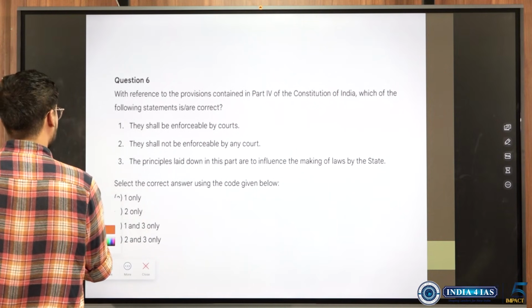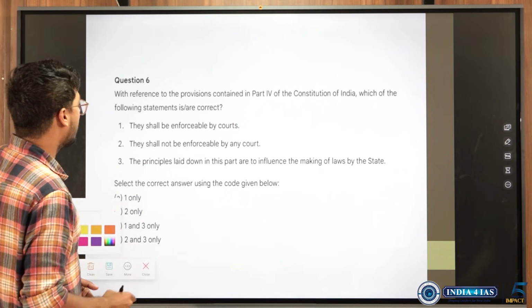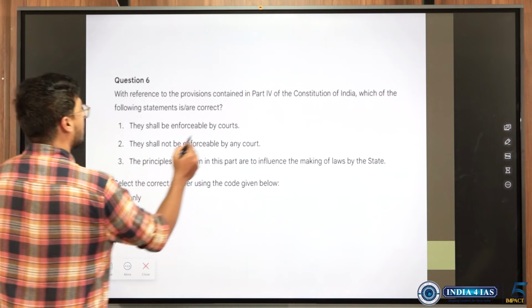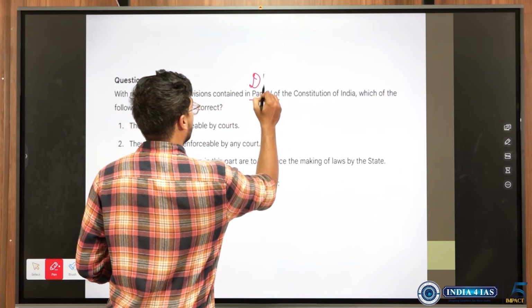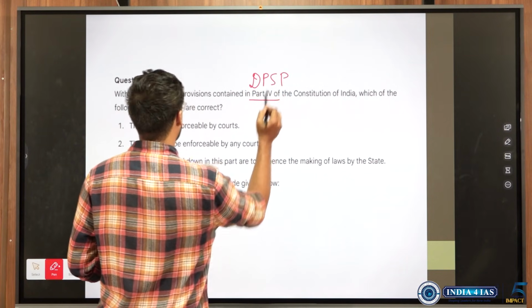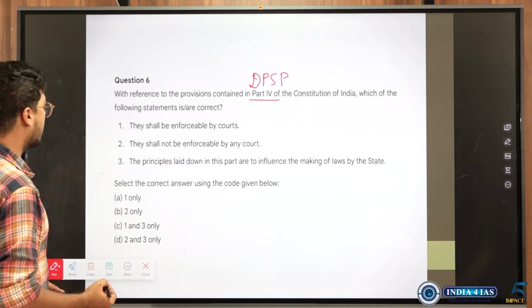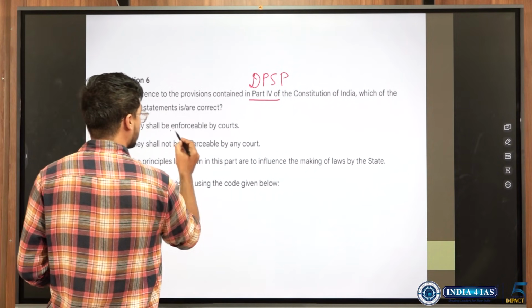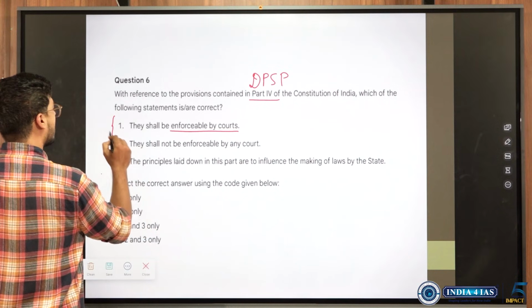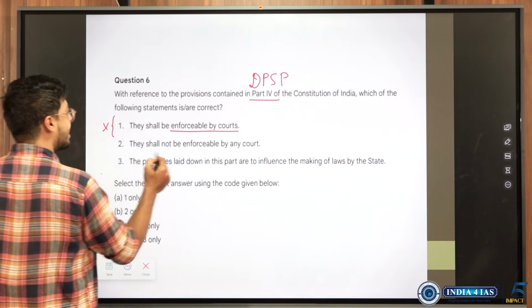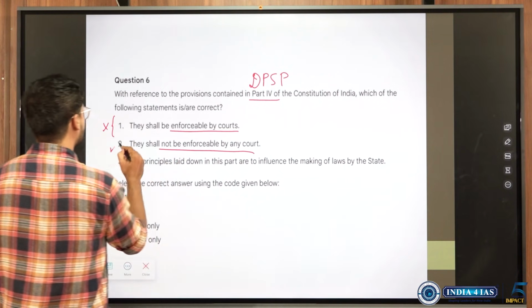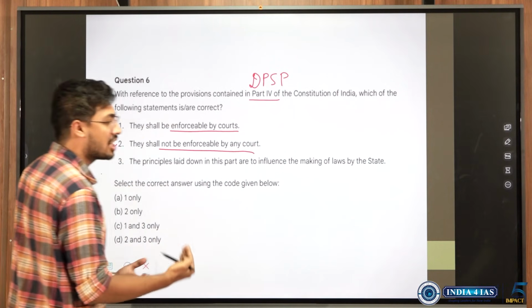So we look into question number 6, with reference to the provisions contained in Part 4. Part 4 means DPSP. Which of the following statements are correct? They shall be enforceable by courts. You know that DPSPs are non-enforceable. They shall not be enforceable. This is correct. See, sometimes UPSC gives contradictory statements.